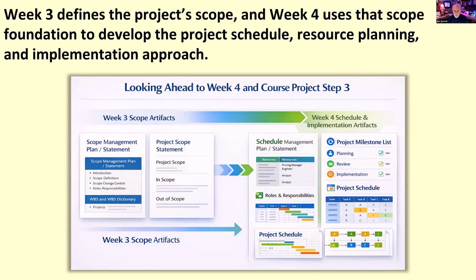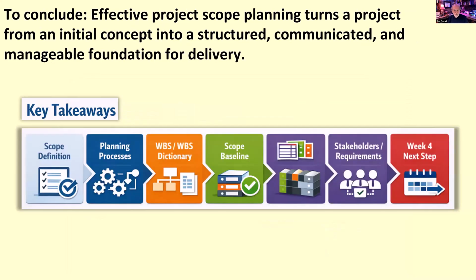The key idea is that week 4 builds on week 3, and then week 5 will build on week 4, and so on. Once the project scope is defined and the work is structured, the next step is to determine how that work will be sequenced, resourced, and scheduled for delivery. So week 3 gives us the defined scope. Week 4 turns that into an actionable schedule and implementation plan. To conclude, effective project scope planning turns a project from an initial concept into a structured, communicated, and manageable foundation for delivery. The main message from this week is that project scope planning helps turn a broad idea into something structured, understandable, and manageable.